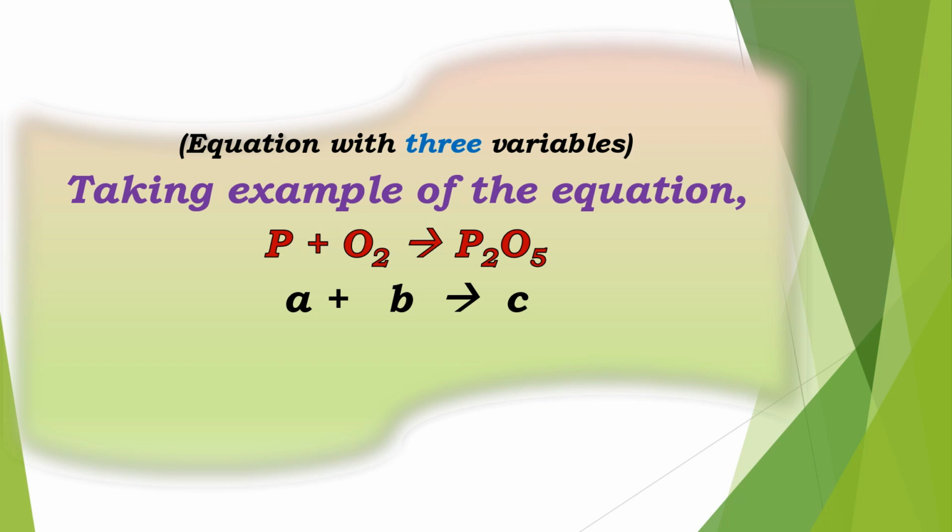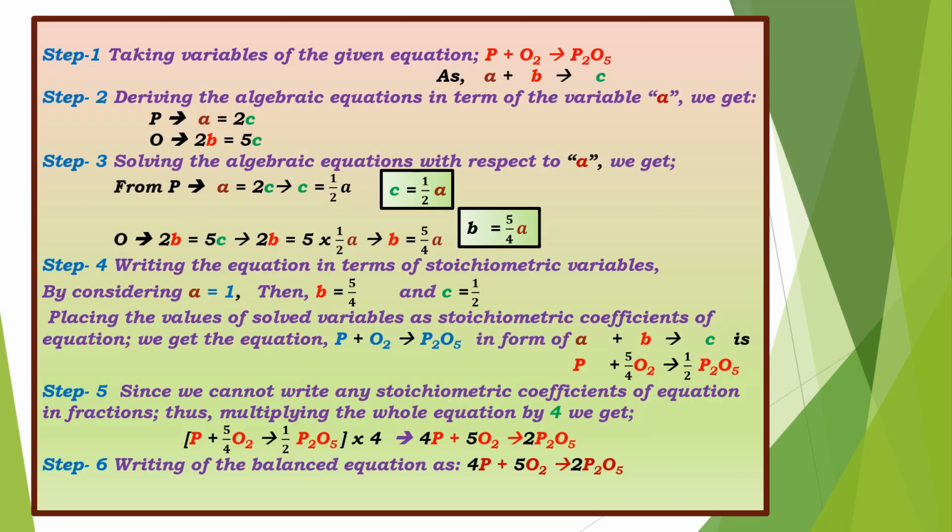Equation with 3 variables. Taking the example of the equation, phosphorus when reacts with oxygen gives phosphorus pentoxide. Step 1. Taking variables of the given equation, P plus O2 gives P2O5 as A plus B gives C. Step 2. Deriving the algebraic equations in terms of the variable A, we get A is equal to 2C and 2B is equal to 5C.